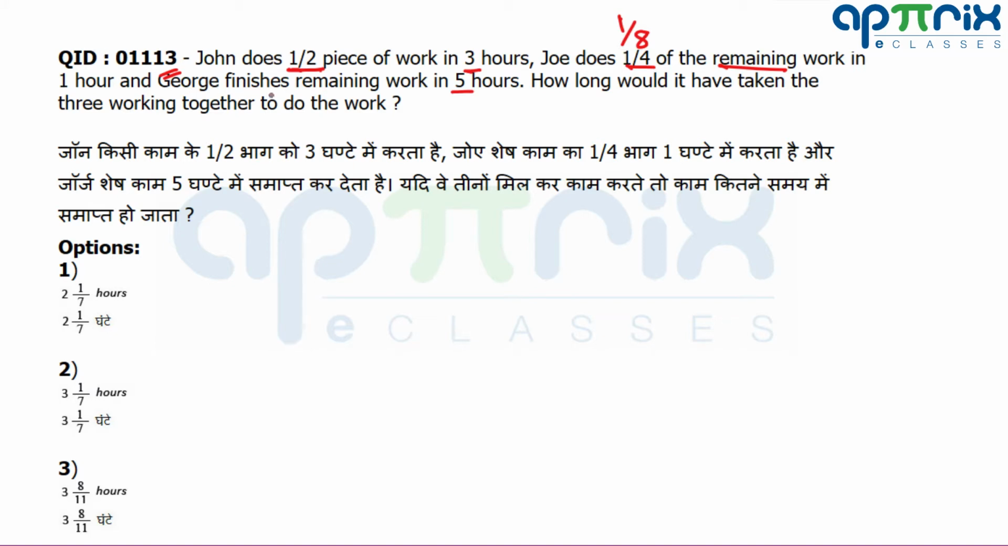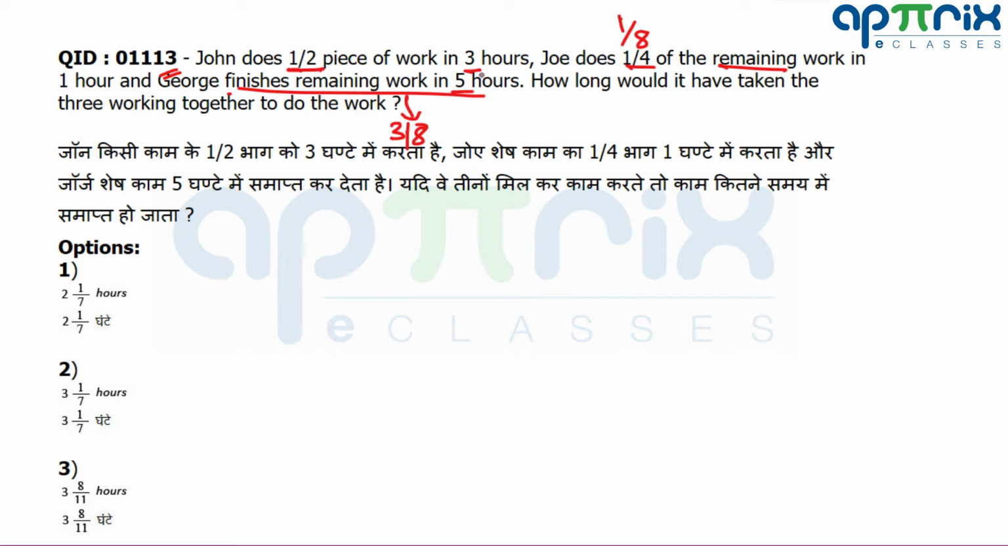Now, George is finishing the remaining work in 5 hours. What is the remaining work? That was 37.5%. You can even write it as 3 by 8 in terms of fraction. The fraction equivalent of 37.5% is 3 by 8. Again, those who are having problems with percentage to fraction conversion, go to the article link given in the description. Once you are done with this, let's see what you got.